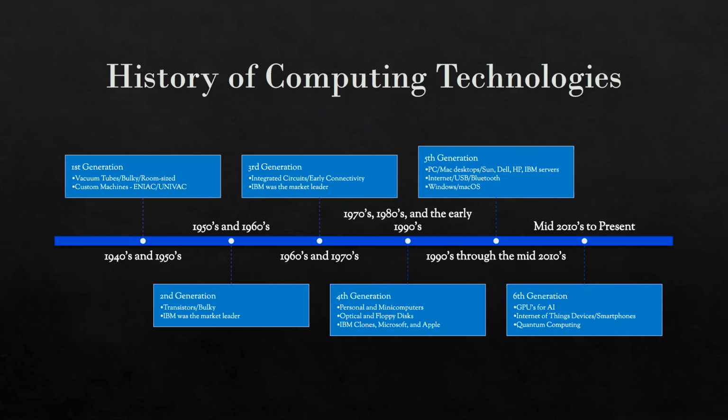Okay. The sixth generation is starting in the mid-2010s to present. This is where we have graphics processing units or GPUs, which are being used for artificial intelligence. We have a proliferation of Internet of Things devices and smartphones, and we're just on the cusp of having quantum computing.